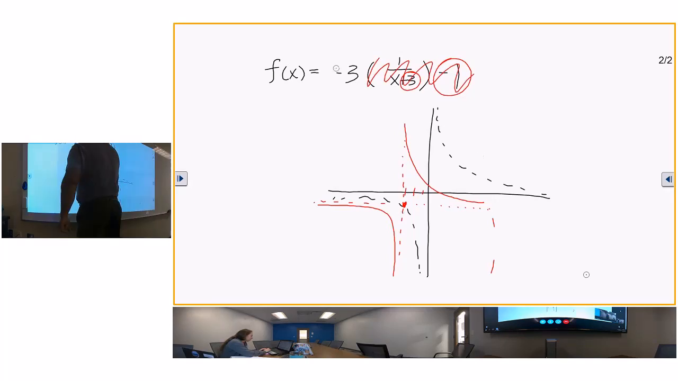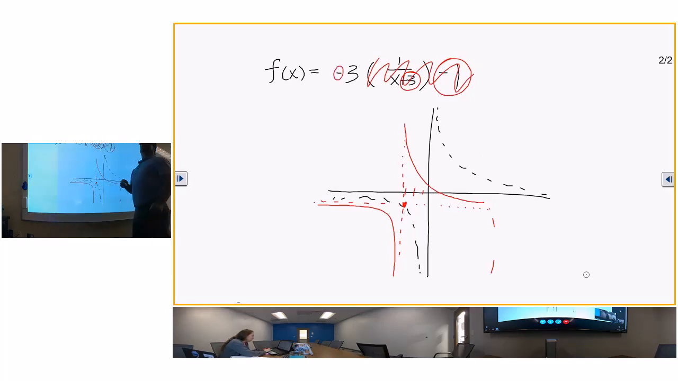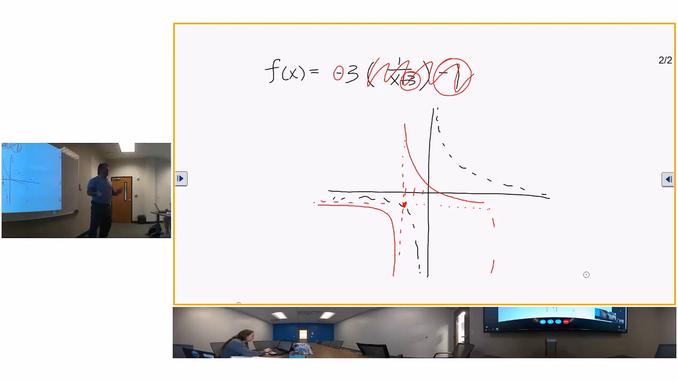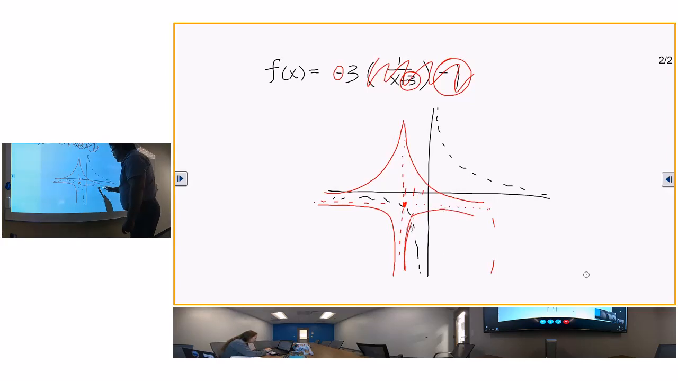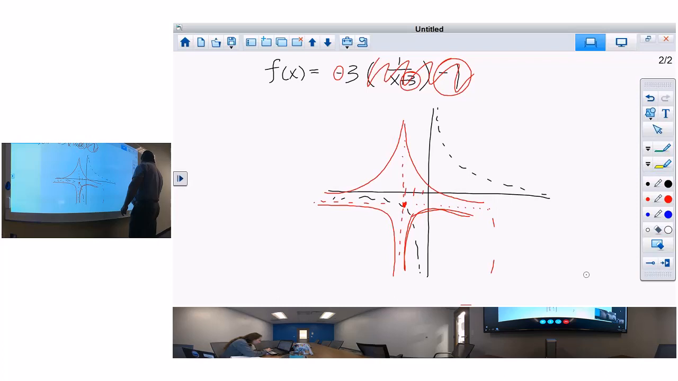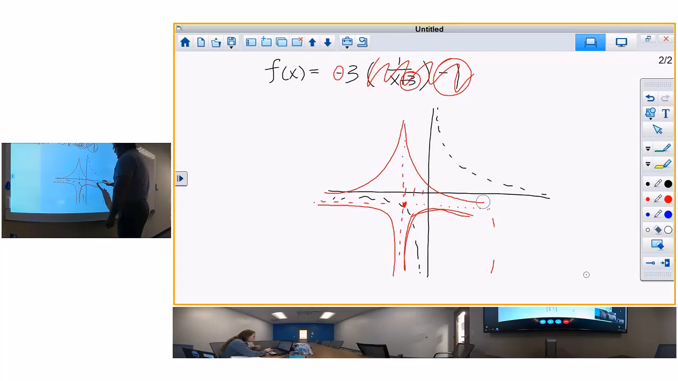What does the negative tell me? The negative tells me that everything's what? Backwards. So instead of going this way, this one's going to be where? Over here. And this one's going to be what? Over here. Now I'm going to erase this one.